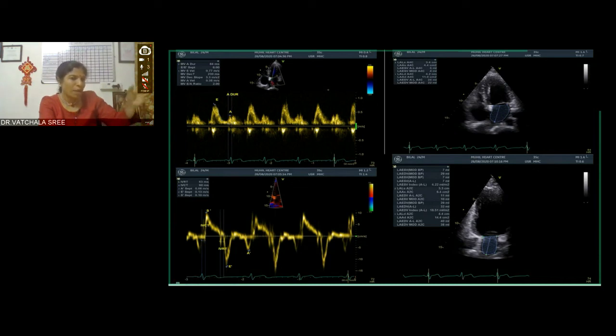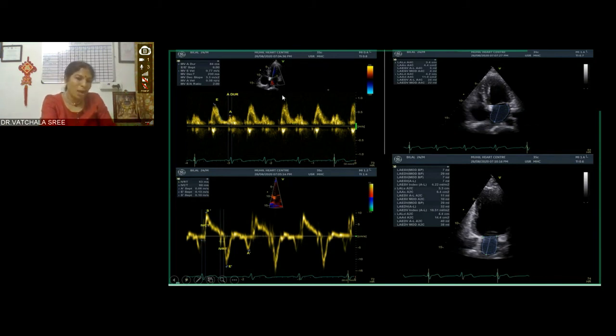Once you press the pulse wave, a TDI icon in your machine will automatically brighten up. And the second step is press the TDI. Once you do that, you will get a wave pattern like this. In this wave pattern, you can measure which one is the S dash, E dash and A dash. The moment you measure the E dash and the A dash, the machine will automatically calculate and tell you the E by E prime.